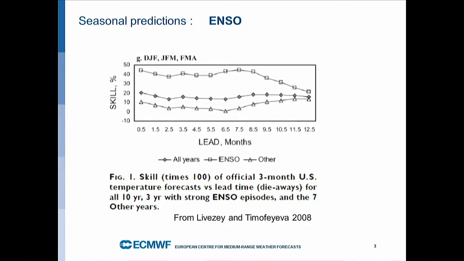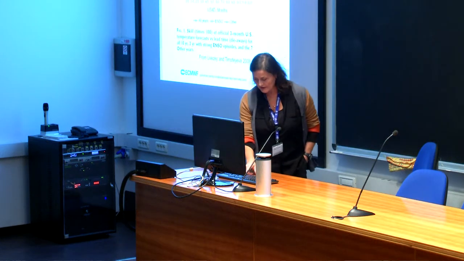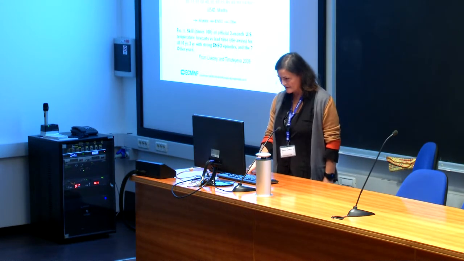So the idea here is really the conditional skill. We know, for example, if you look at the seasonal forecast, that if we stratify the skill taking ENSO here or taking a whole sample, we have a different value of skill. This is a paper from Lipsy and Timofeyeva in 2008 that did exactly that. They look at the skill for a 3 months average over the US. These are temperature forecasts, and you have the skill as a function of the lead time. They have put all the samples together, and you have the skill that is defined by the diamond, somewhere in the middle of the three curves, and then if you just take the ENSO episodes, you have a much higher skill. So this is the concept of conditional skill, looking at the opportunity given by ENSO.